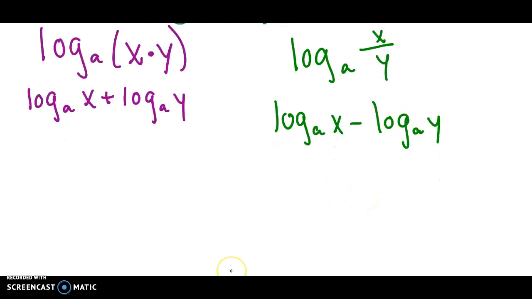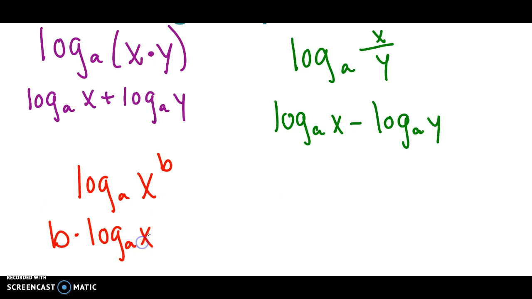Another one, we have the power rule. So let's say I have log base a of x to the b power. One thing that we can do with this exponent is multiply it in front of the log. So that would become b times log base a of x. Now I don't have any exponents here.